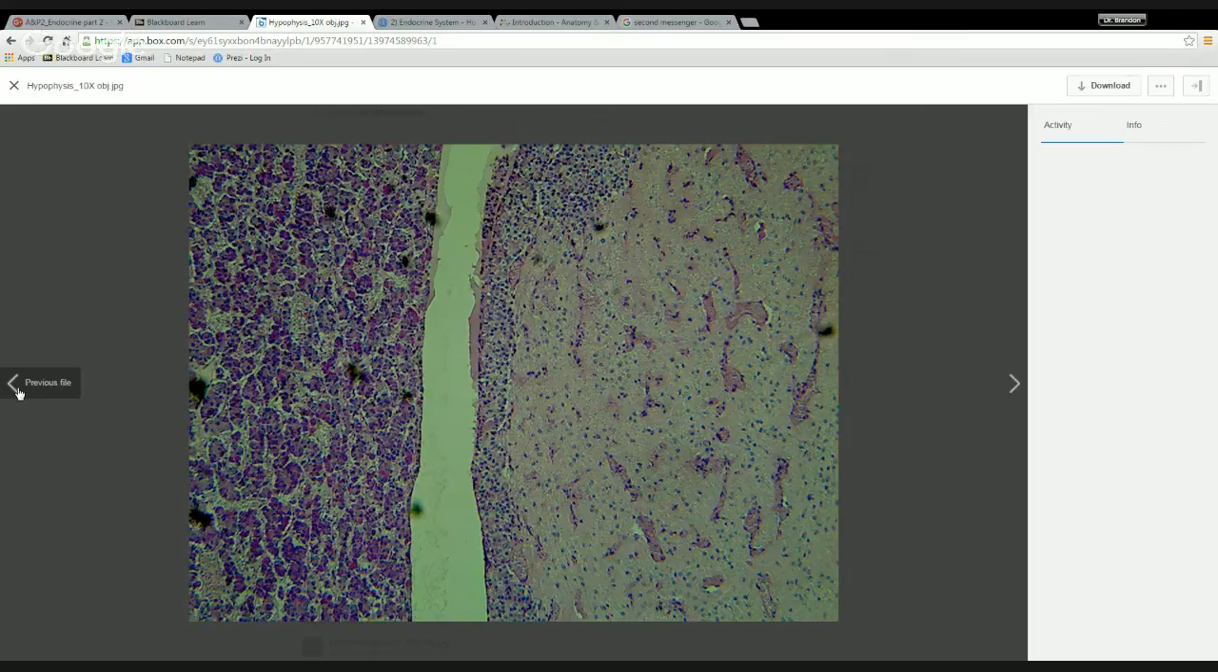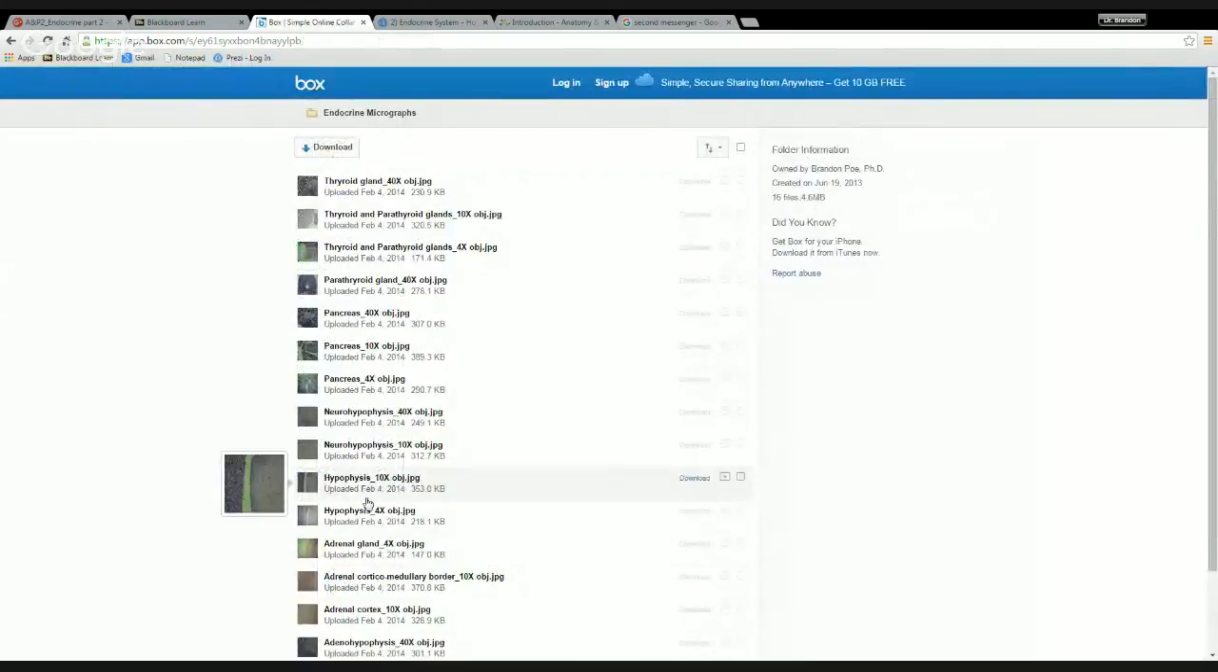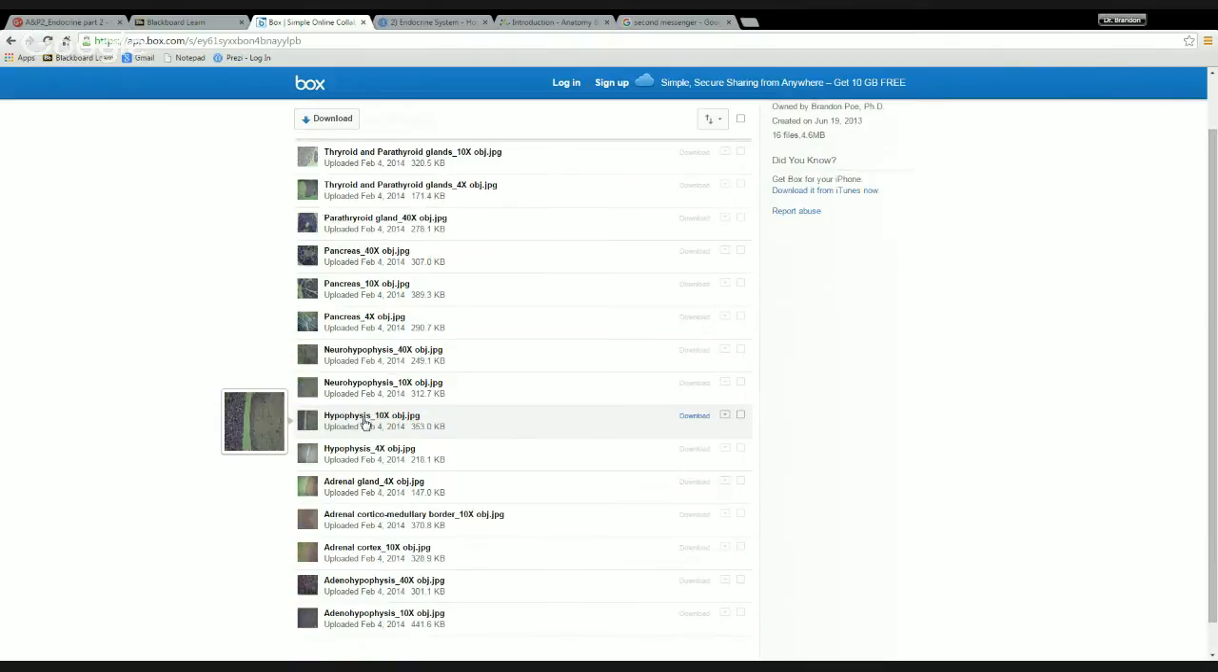So, but now, in the files that I have here, I just showed you the hypophysis at 4x and 10x objectives. I have the neurohypophysis specifically at 10x and 40x. And then I have the adenohypophysis at 10x, 40x down here.